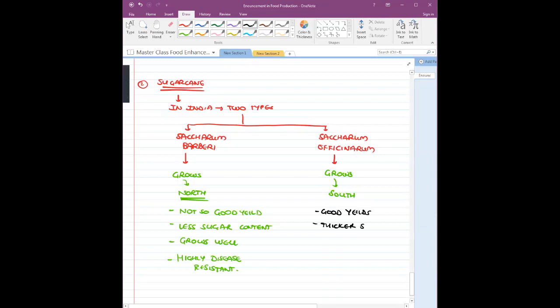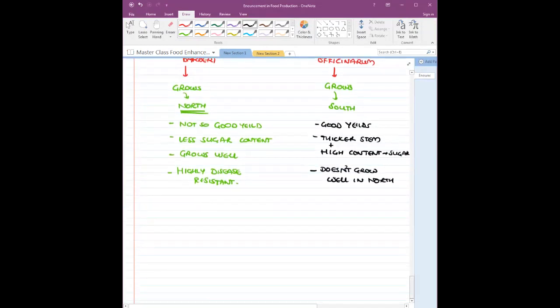Thicker stem, and because it is nice and juicy, it has high sugar content, which is especially what we are looking for when we talk about sugarcane. But the problem is that this does not grow well in the north, and that is why it is grown only in the south. Plus, there is no information about whether it is disease resistant or not.